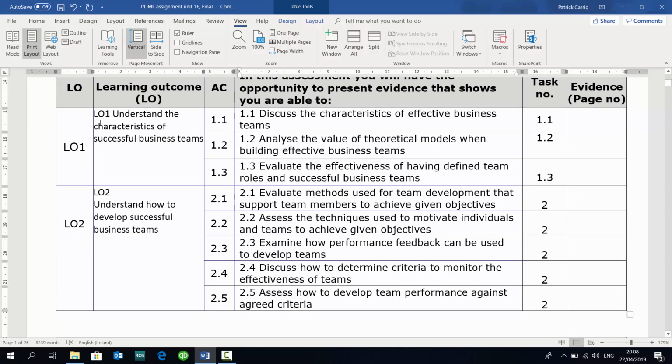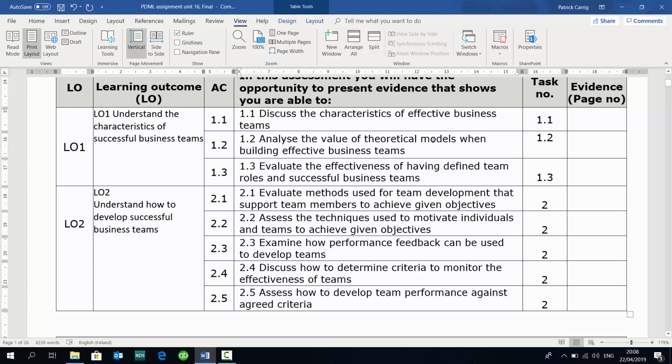The first one is that you understand the characteristics of what makes a successful team. So we're looking at what makes it work, what the dynamics are. What is it in a team that makes it good? Is it leadership, the mix of skills, motivation, encouragement, support?